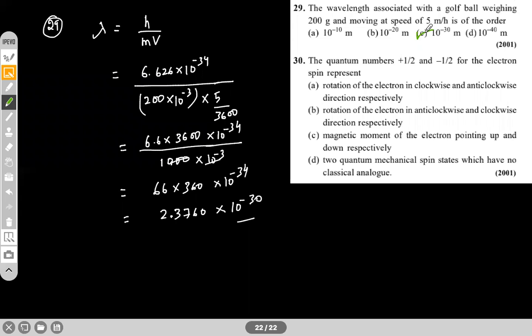Okay, now the next question is: quantum numbers plus half and minus half of the electron spin represent the rotation of electron in clockwise and anti-clockwise direction respectively, rotation of electron in anti-clockwise and clockwise direction respectively, magnetic moment of the electron pointing up and down respectively, two quantum mechanical spin states which have no classical analog.